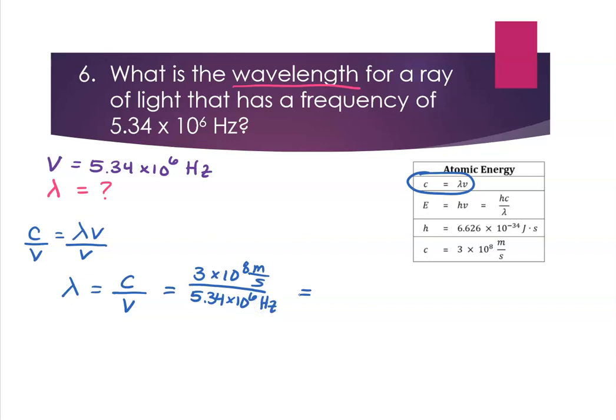All right, so when I put this into my calculator, I get 56.1798 meters. So this is 3 sig figs. 1, 2, 3. That 7 means I round up. So this is 56.2 meters is equal to wavelength.